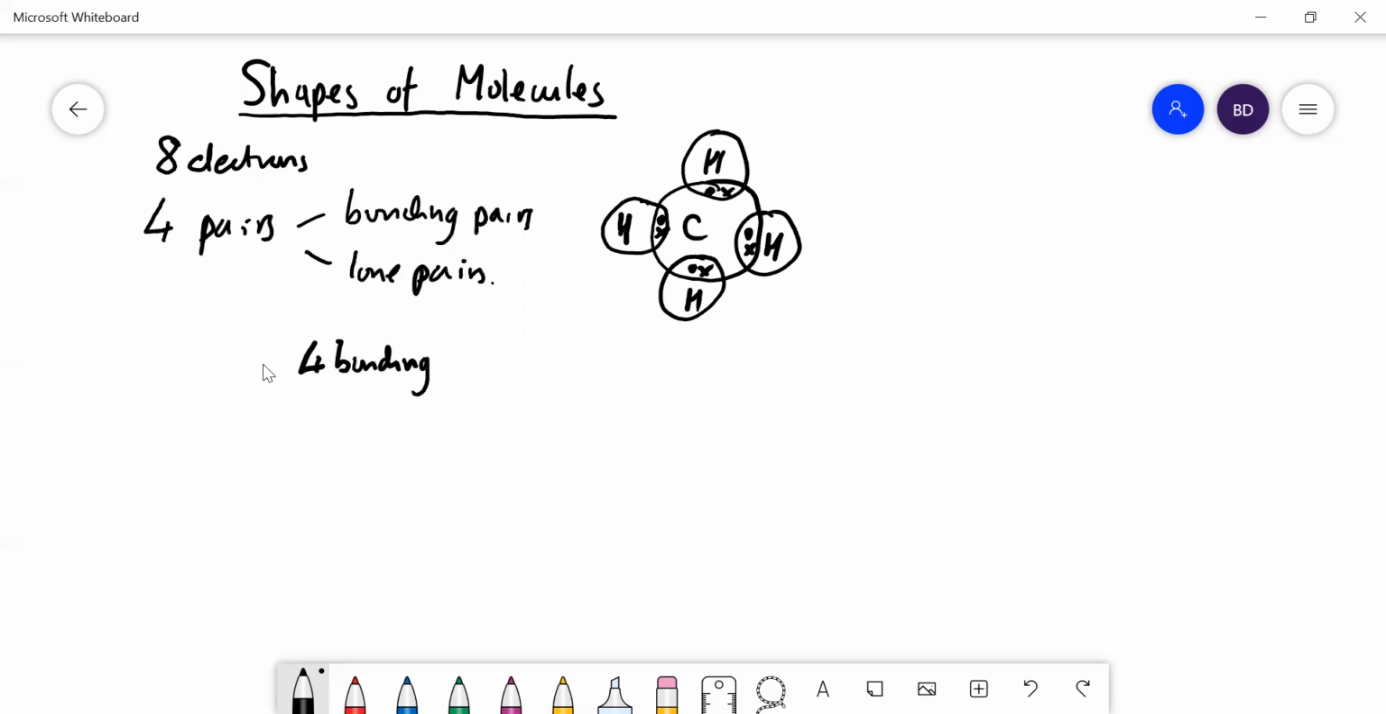Now, I've mentioned already that they'll try and get as far away from each other as possible, and the way they can do that is by forming a regular tetrahedron. So if I draw, we've got carbon at the center. We've got one hydrogen here sticking up. We've got another hydrogen. Those flat lines show that they're all in the same plane. That hydrogen, that carbon, and that hydrogen would all fit on a flat piece of paper, but it's not a flat molecule.